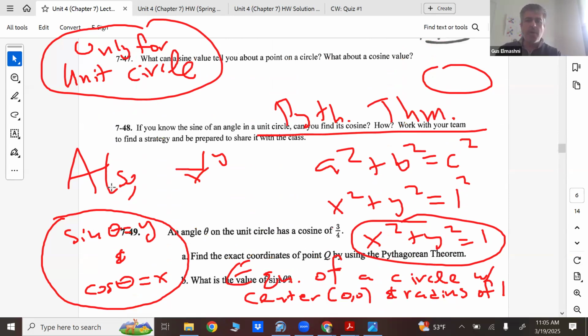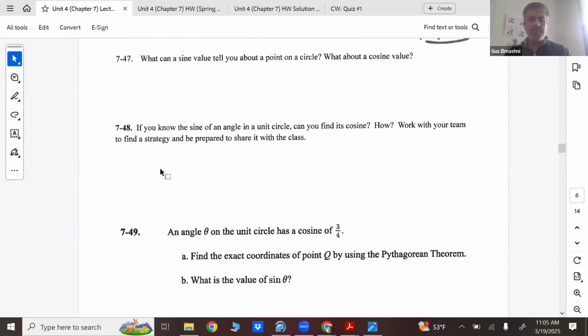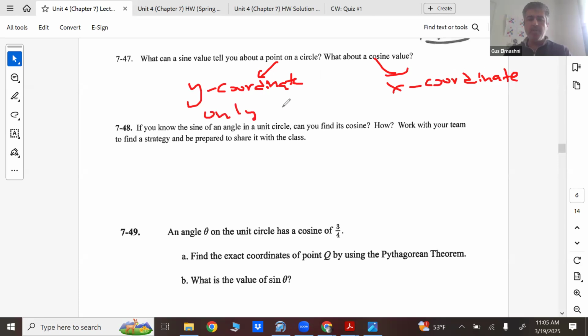Next up, what can a sine value tell you about a point on a circle? It gives you the y coordinates. The cosine value gives the x coordinate. But more specifically, this is only for a unit circle. This is only for a unit circle.